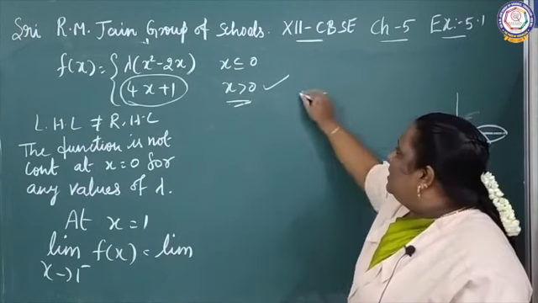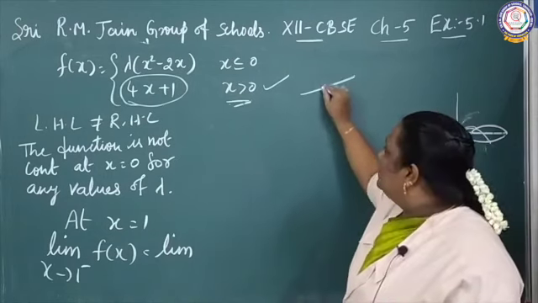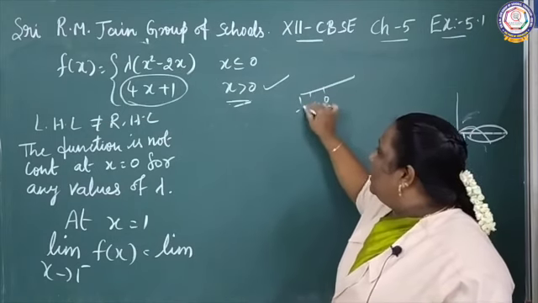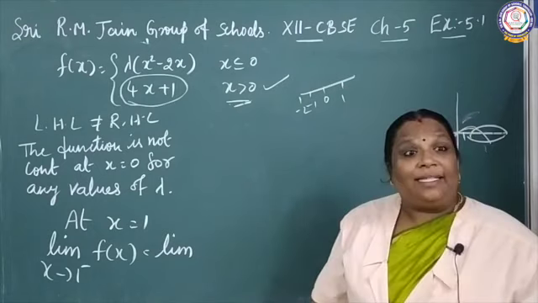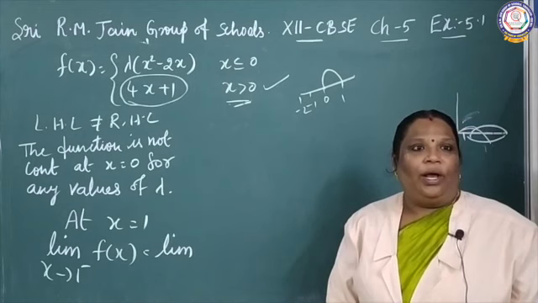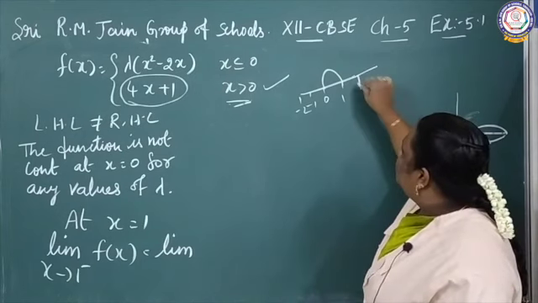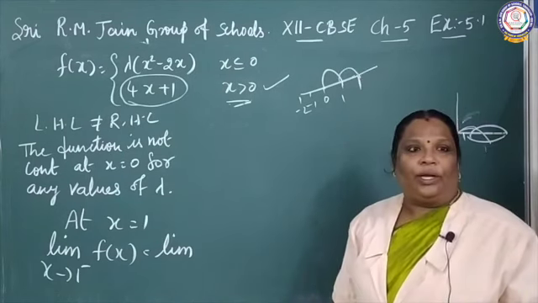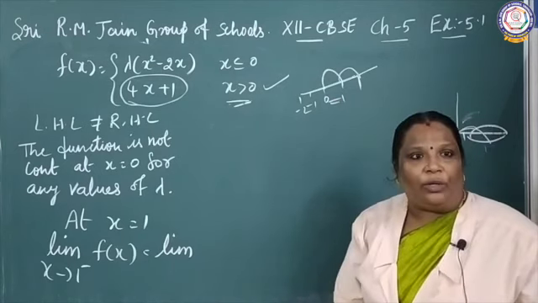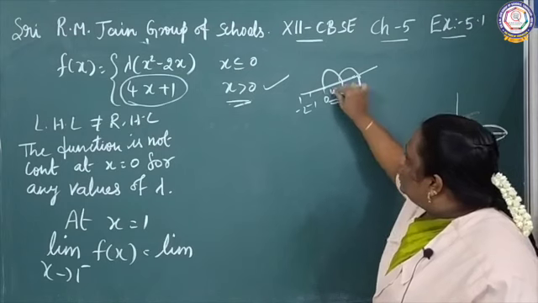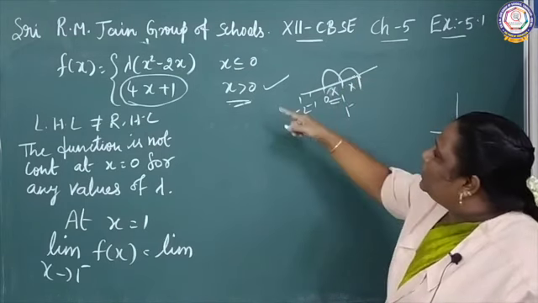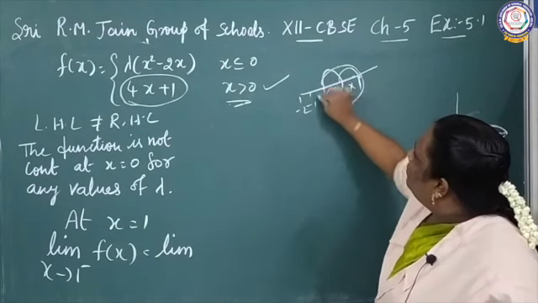See here, if the line is like this, this is 0, this is minus 1, minus 2, and this is 1. X less than 0, you approach this value. X greater than 0 means you approach the next value. Okay. So x greater than 0 means in between values. So 1 minus also you can take this value here, 1 plus also you can take the value. So x greater than 0 means for all the possible values.